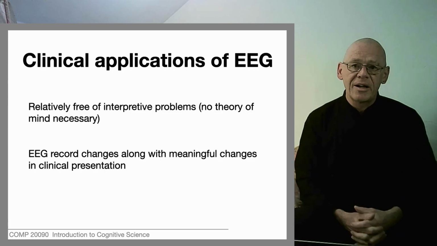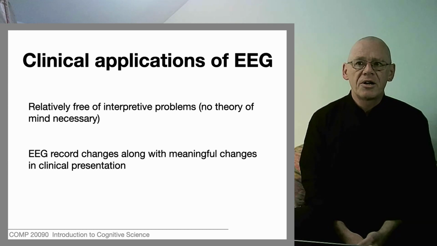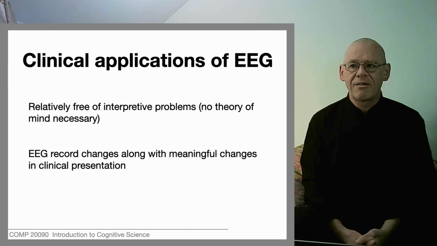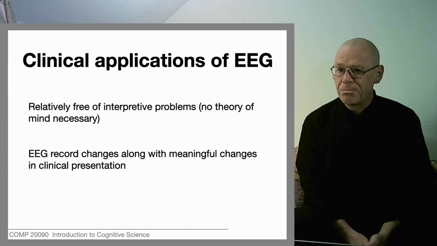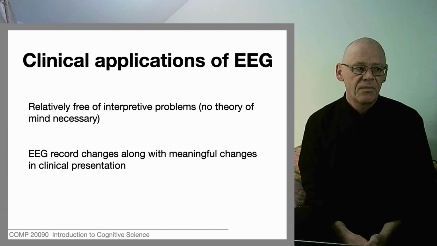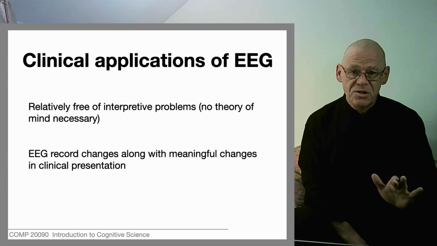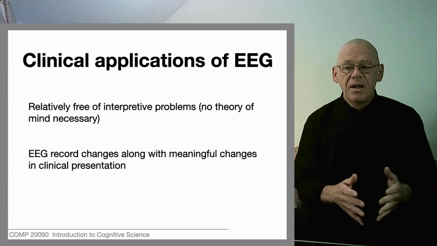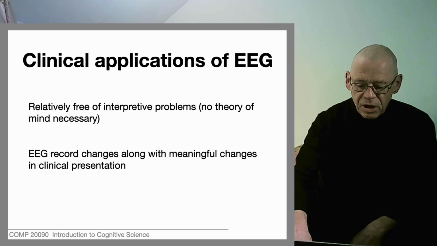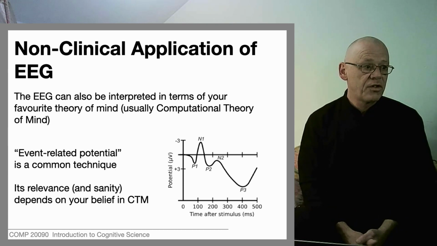So a nice thing about clinical applications of EEG is that they don't depend, by and large, on your theory of mind. They don't depend on whether you prefer representational, Cartesian, embodied theories of cognition. They're developed pragmatically. The EEG record changes as the clinical presentation changes. Now, EEG is used in other ways as well. Non-clinical application of EEG is quite common within the field of cognitive psychology.